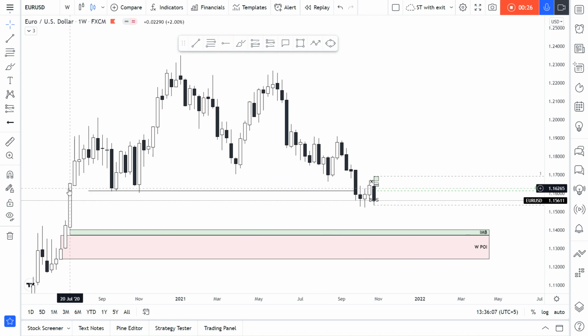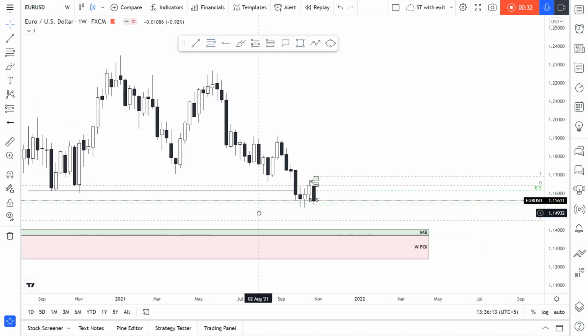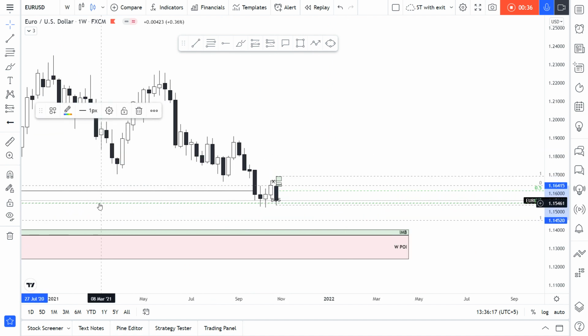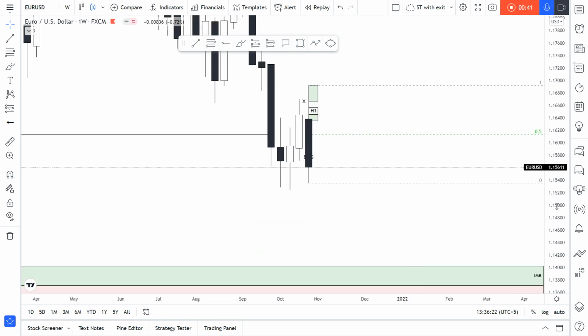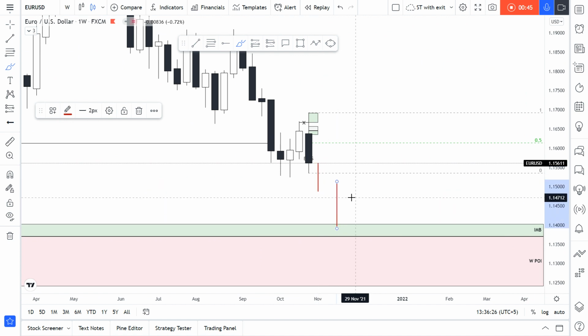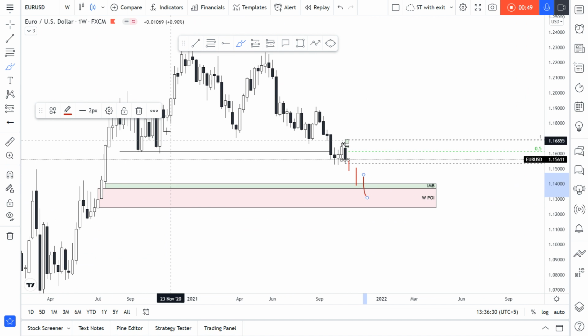It tested the 50% of this imbalance. It went up, it just rejected down. So the previous week candle closed bearish, and for the next week I'm expecting bearishness as well, until we reach this key point on the weekly time frame.